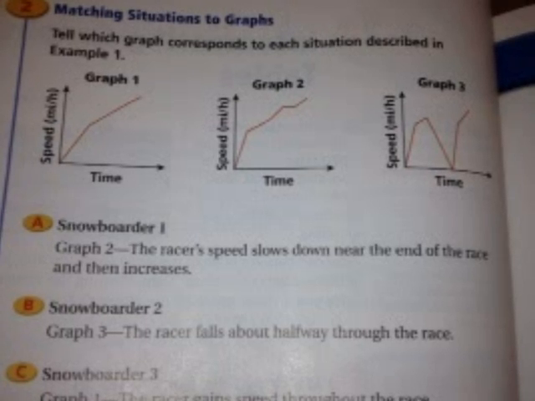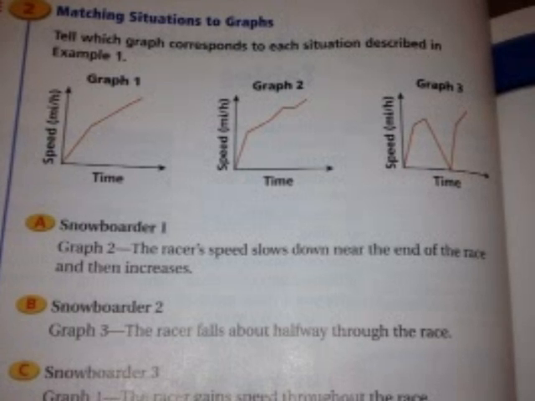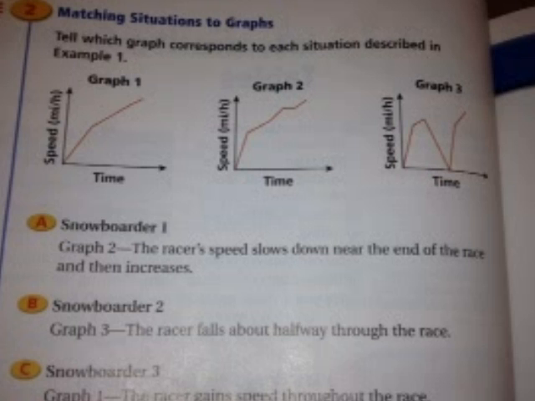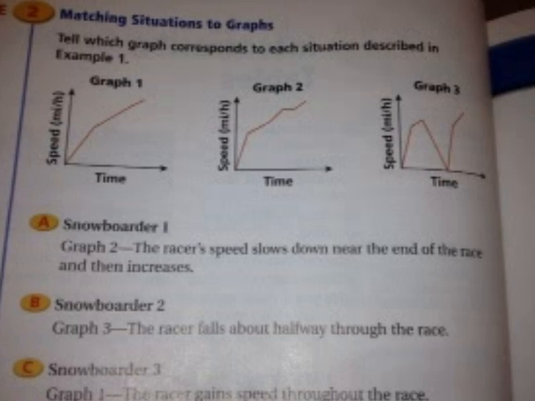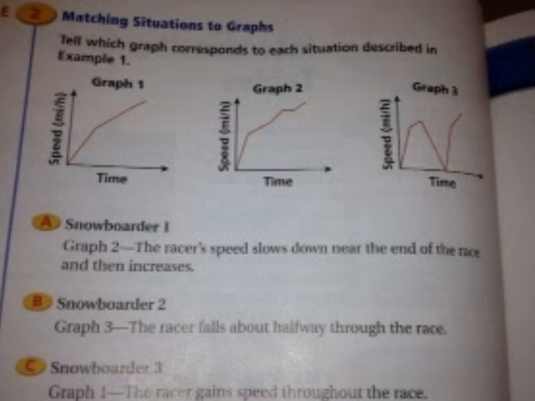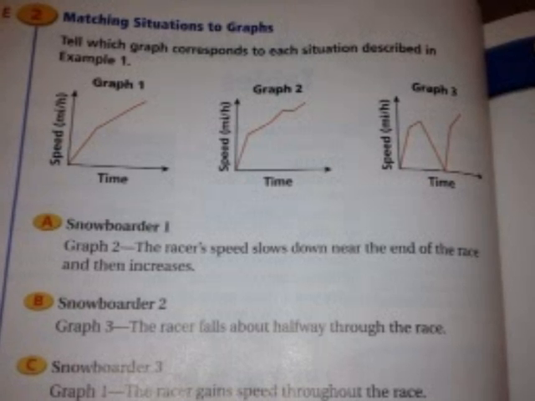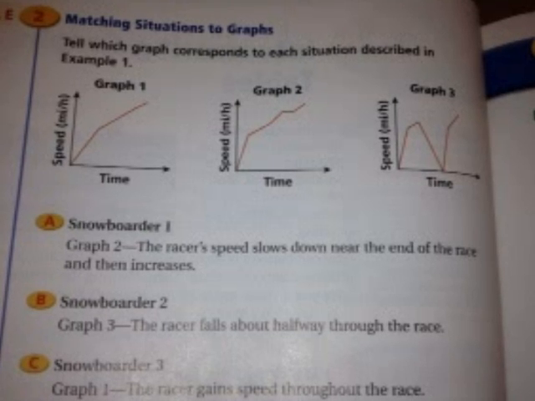It talks about snowboarder number 1, the racer speed. Graph number 1 is snowboarder number 3, and the reason why is because we know it's a continuous increase in speed. Look at the graph. It keeps going up.